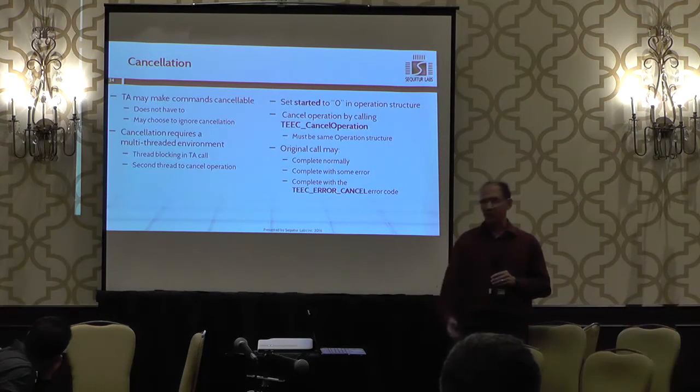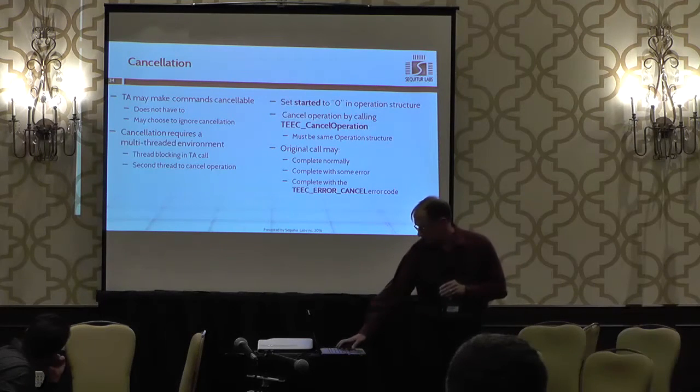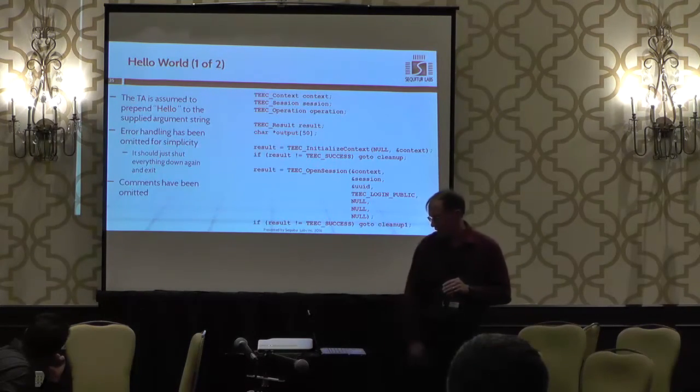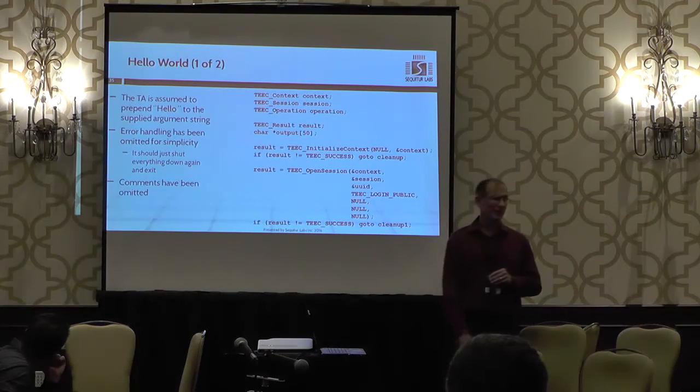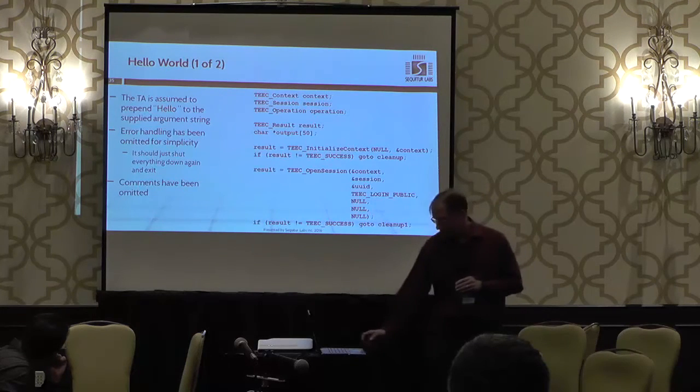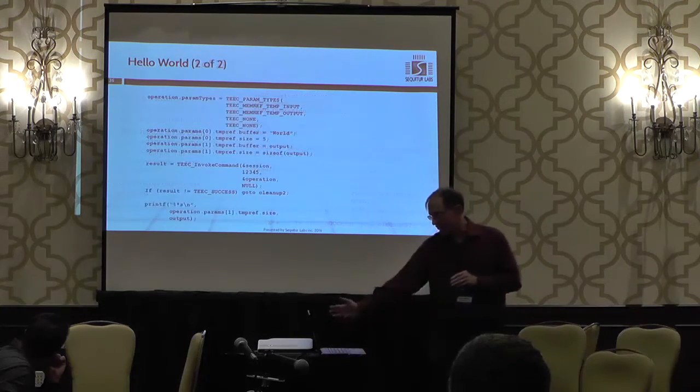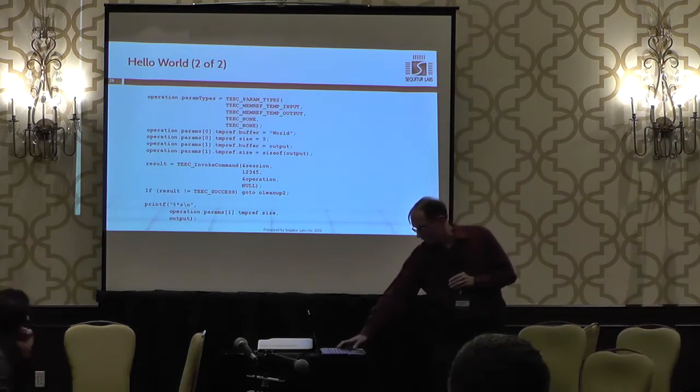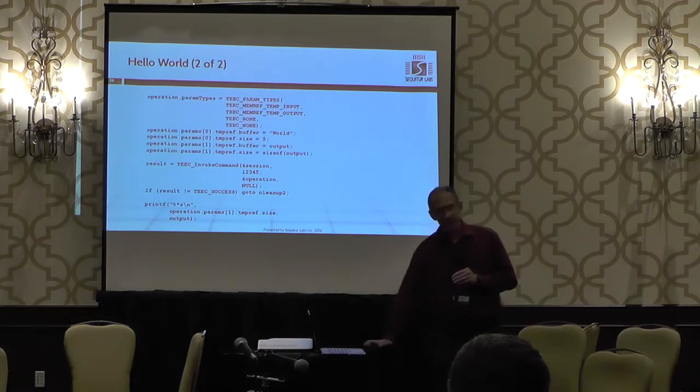It's possible to cancel a TA, so typically what you would do is start a second thread, not a full fork but a clone, and effectively from the clone you can cause a cancellation to take place. I think I'd probably skip this. This is actually all online within the OP-TEE repositories as the basic example. So effectively, a TA that prints hello world. Very straightforward. And I think that's the end of it.